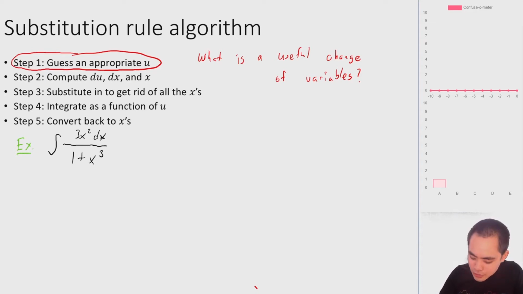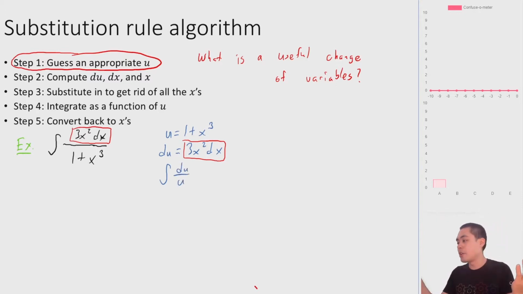If you guess u is equal to 1 plus x cubed, the stuff in the denominator, then du is going to be equal to 3x squared dx. You can substitute that in, since you have this 3x squared dx up here. So this entire thing is just the integral of du over u, or 1 over u du, which is just the natural log of u.